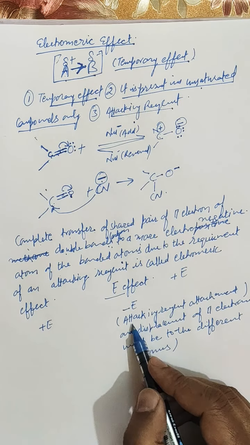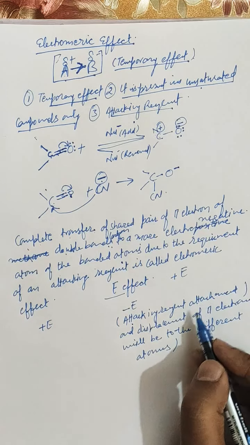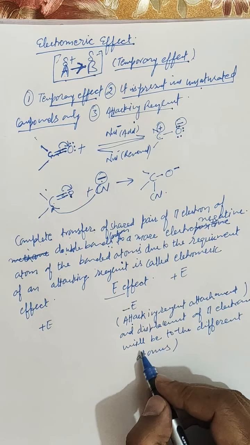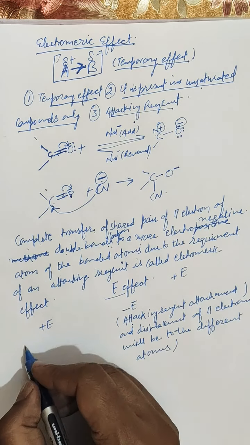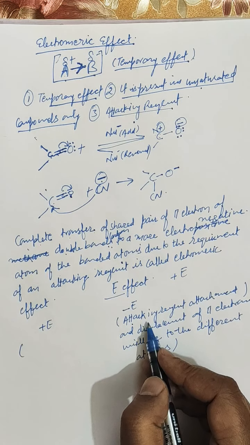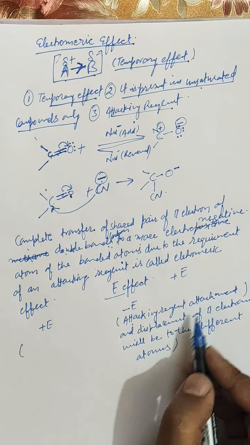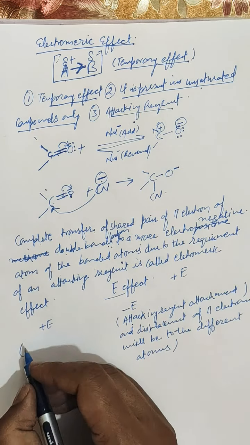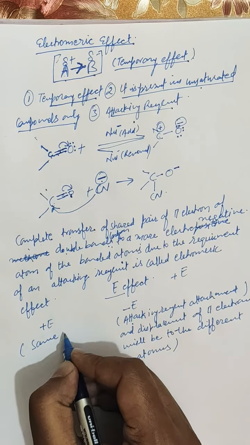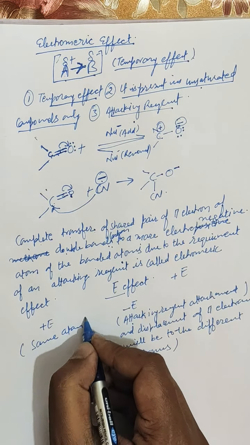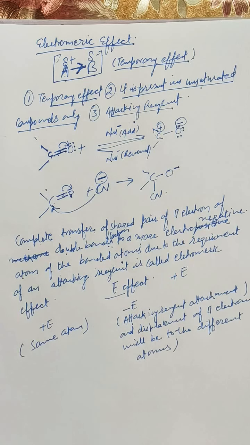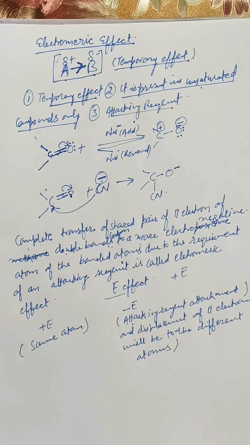So the attacking reagent attachment and displacement of pi electrons will be to different atoms, whereas in case of attacking reagent and displacement of pi electrons taking place at the same atom, it will be called plus E effect. So let me show you the example.